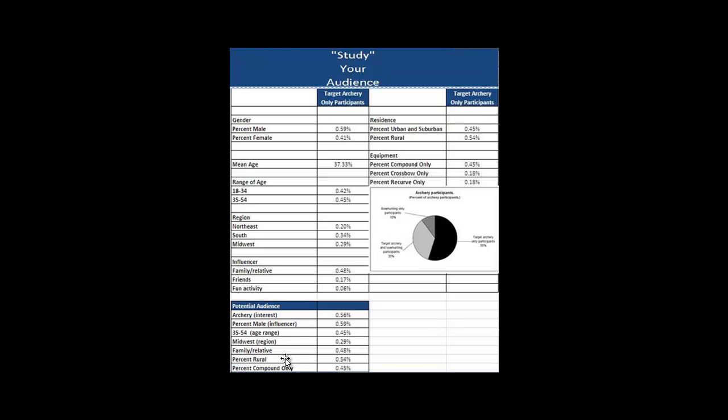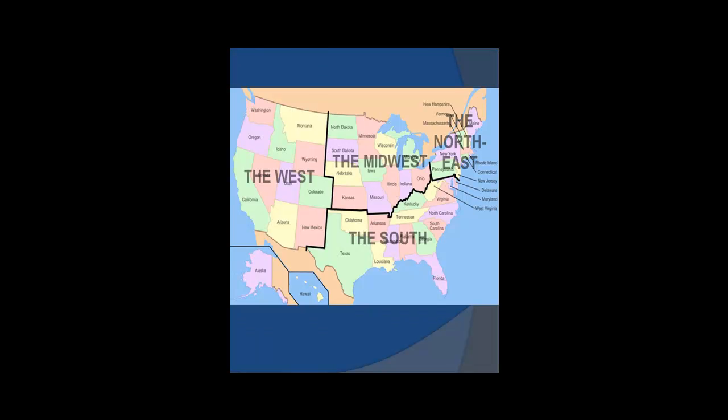And look at this. It says here percentage of rural, 54%. So what is this audience telling me? This is my demographic here. It tells me if I'm going to pick Midwest, more than half of the area is rural.